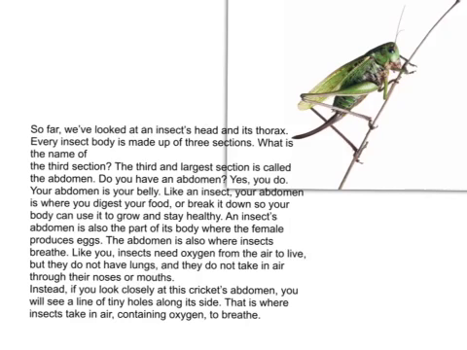An insect's abdomen is also the part of its body where the female produces eggs. The abdomen is also where insects breathe. Like you, insects need oxygen from the air to live, but they do not have lungs, and they do not take in air through their noses or mouths. Instead, if you look closely at the cricket's abdomen, you will see a line of tiny holes along its side. That is where insects take in air containing oxygen to breathe.